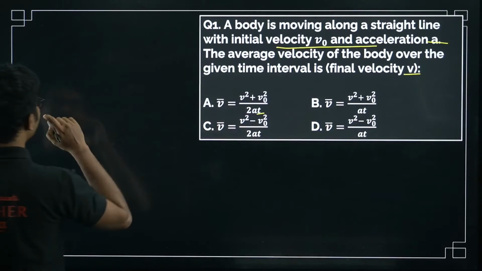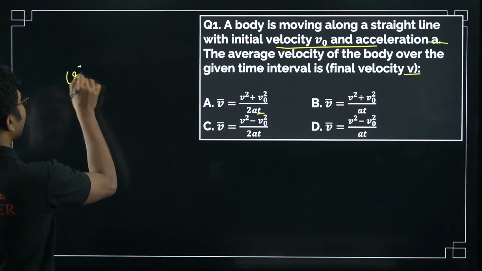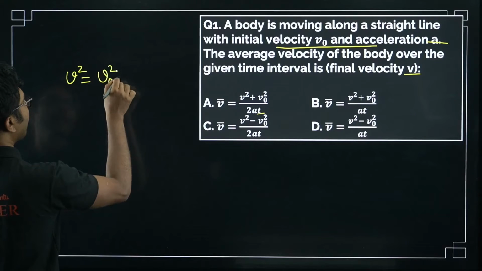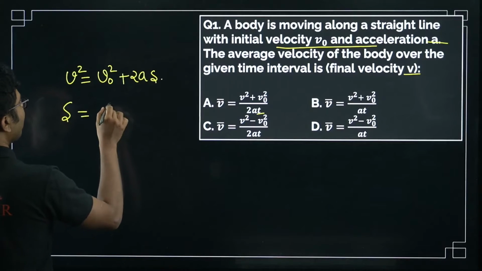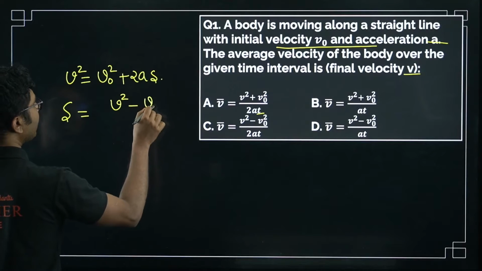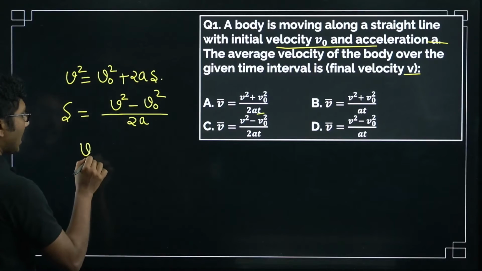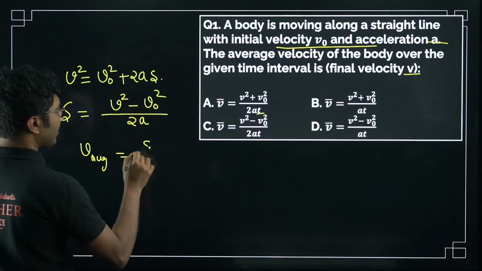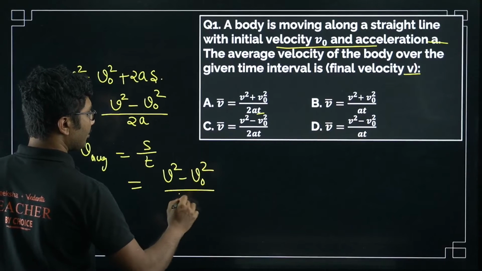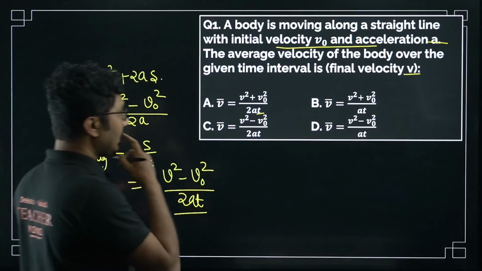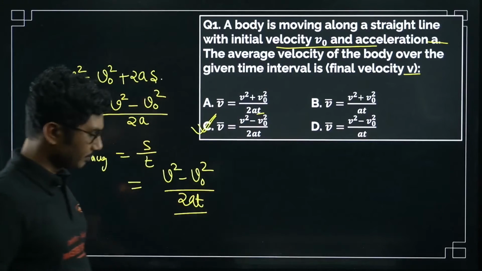The only thing you have to do is find the formula that v squared equals v0 squared plus 2as, or s equals v squared minus v0 squared divided by 2a. This is the displacement. So what is the average velocity? Average velocity is very simple, s by t. So v squared minus v0 squared by 2at. So this is the formula. So the correct answer is option C.